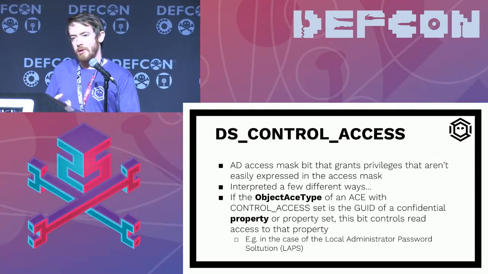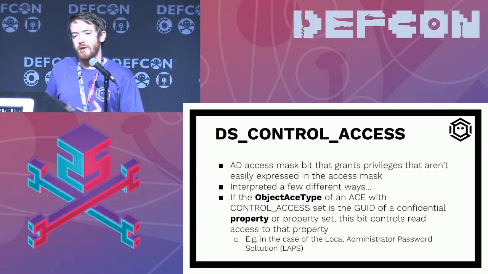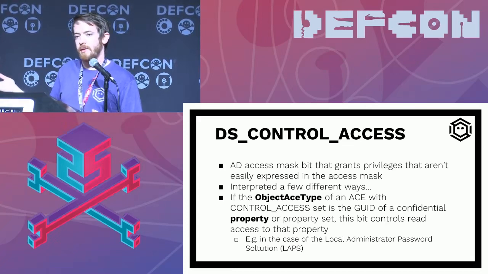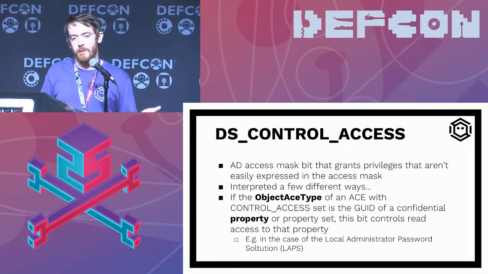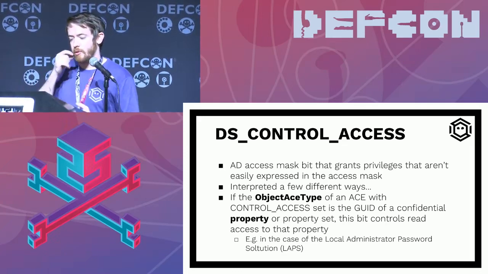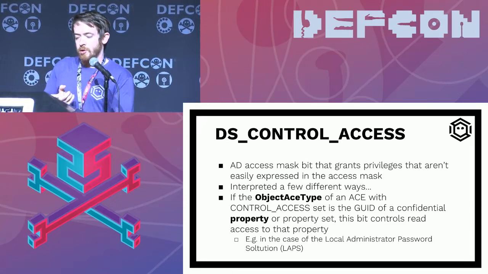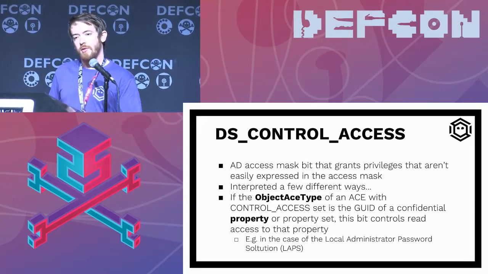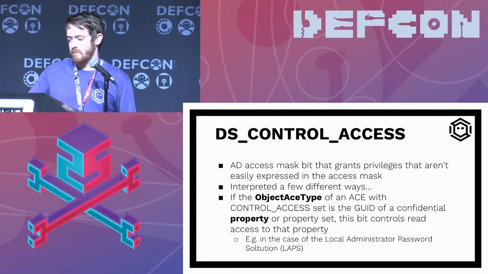If the target GUID, or the object ACE type for that particular ACE, is a confidential attribute, the most common case is LAPS, right? You don't want everyone to be able to read that LAPS password, and we'll go into LAPS in a little bit. If DS control access is flipped, then that grants read access to that confidential attribute. So that's one particular way to interpret it.